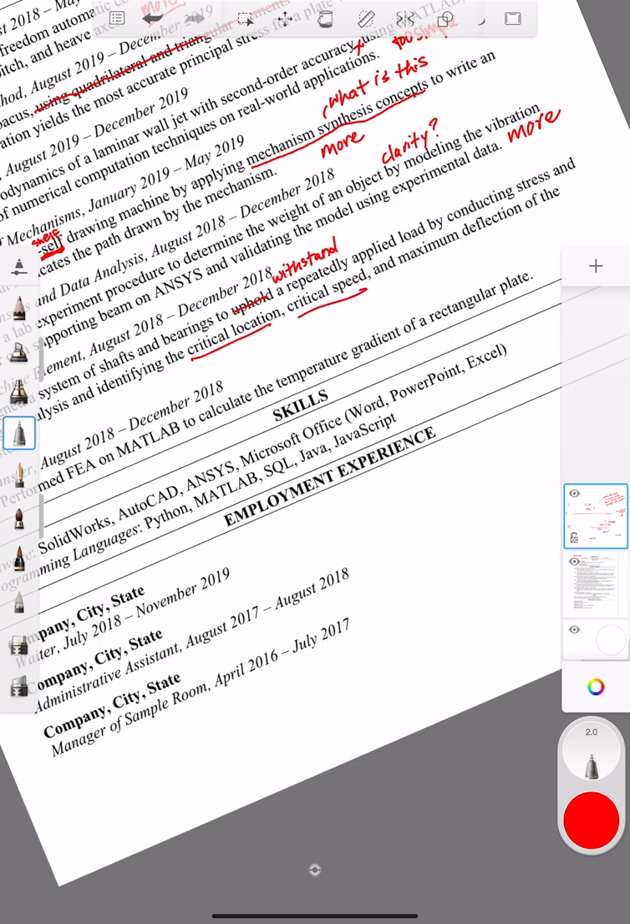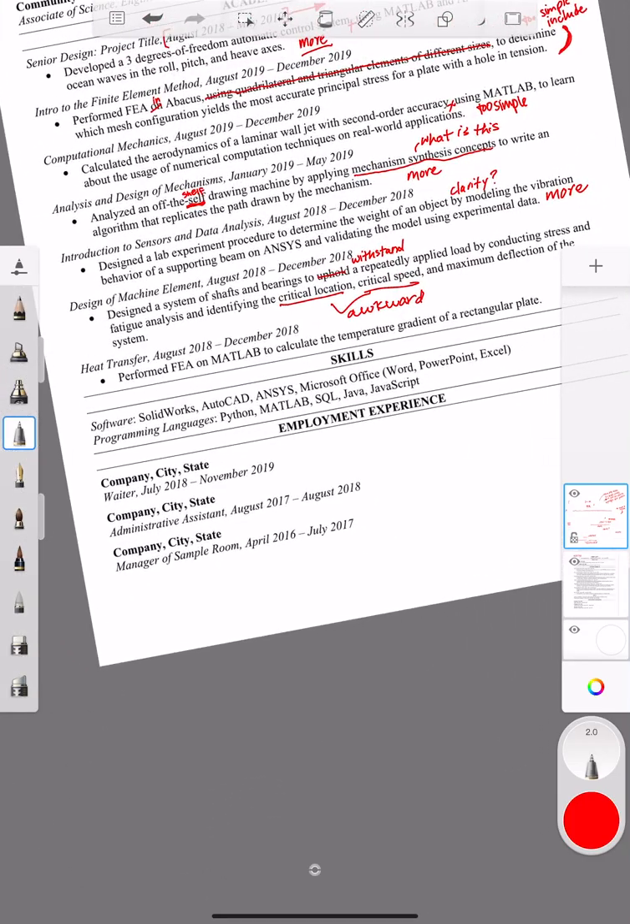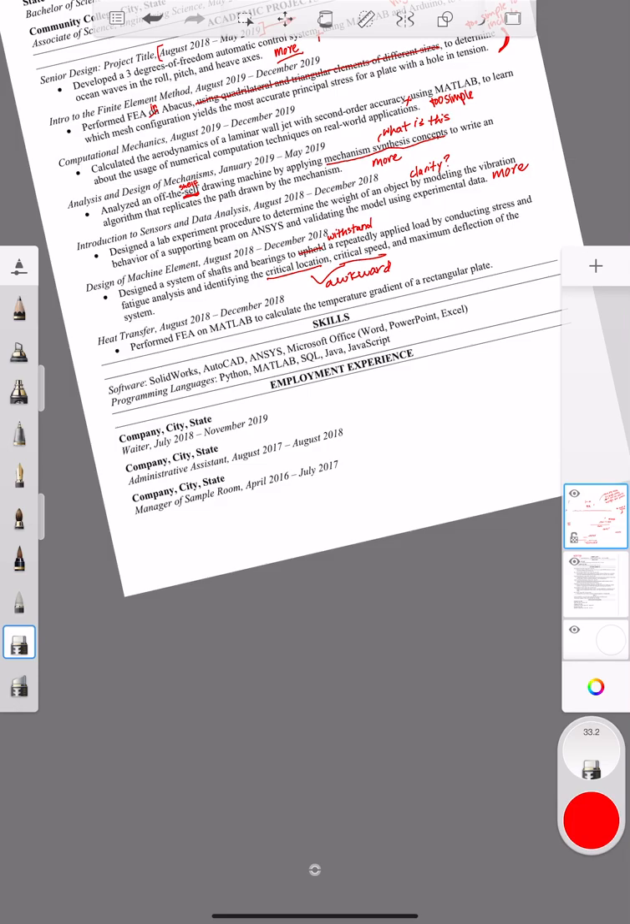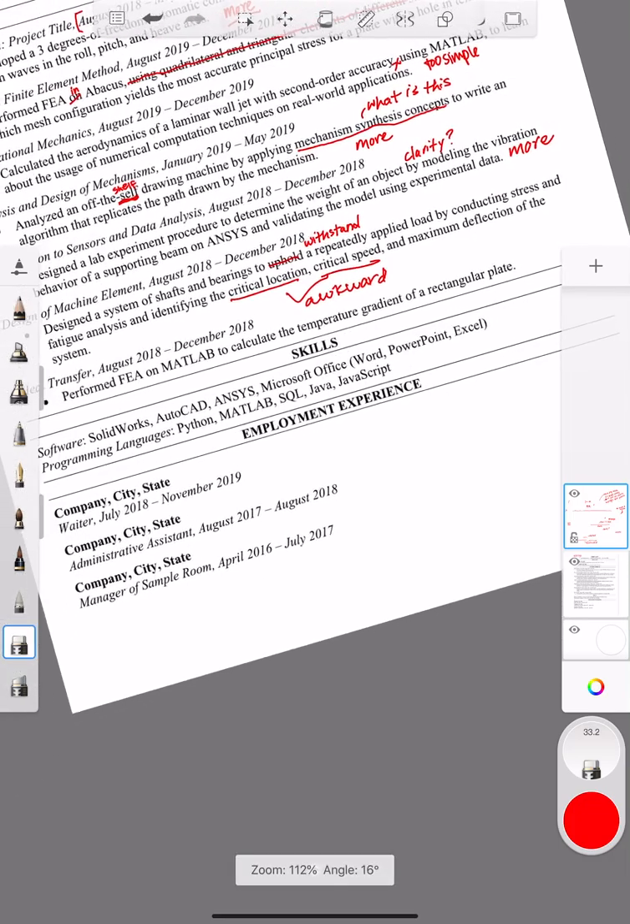These two are awkward. The critical location of the system. That just sounds awkward. I know what you're trying to say. You're probably trying to say the element with the maximum deflection, or the point of maximum deflection between before the load and after the load, or whatever. But you're not communicating that to me very clearly. And critical speed, again, is awkward.